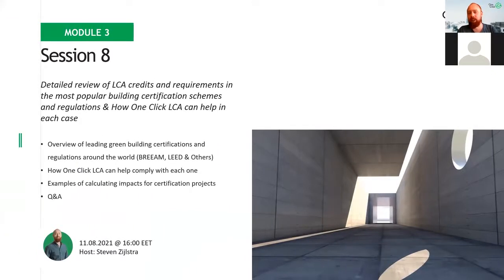During session 8, we'll really look at what kind of LCA credits are out there. What are the requirements for the most popular building certification schemes? And how can you actually use OneClickLCA to help with those? So I'll give you an overview of basically everything that's out there which matters, how we can use OneClickLCA to get certain credits, and I'll also give you some examples of how this could be done with our software.